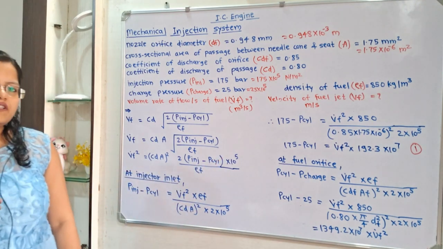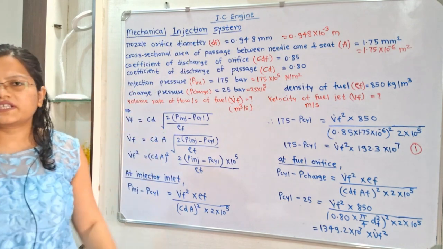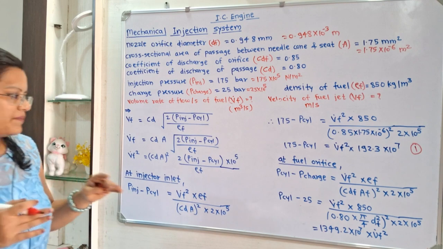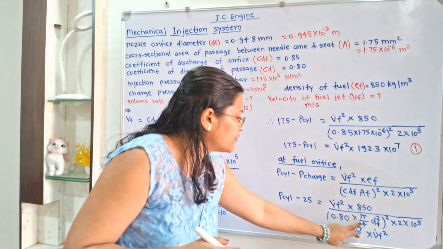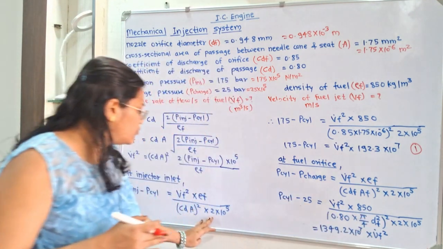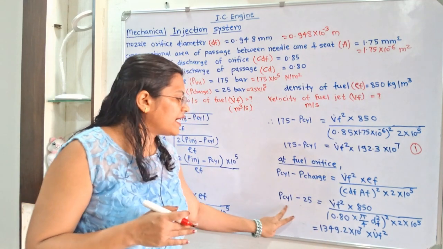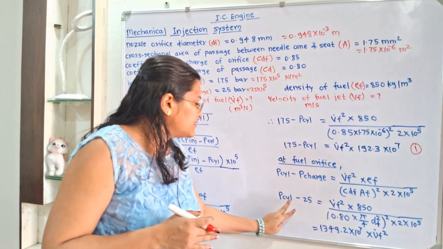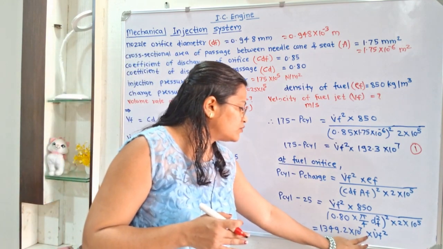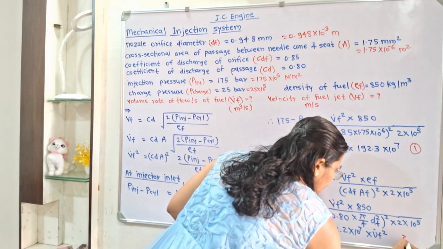So how to calculate this AF? Because the orifice diameter dF is given, we know that it is equal to pi by 4 dF square. So pi by 4 dF square we have to write, and here the whole bracket square into 2 into 10 raised to 5. So we have to solve this and we will get the equation P cylinder minus 25 is equal to 1349.2 into 10 raised to 7 into V dot F square. So this is equation number 2.